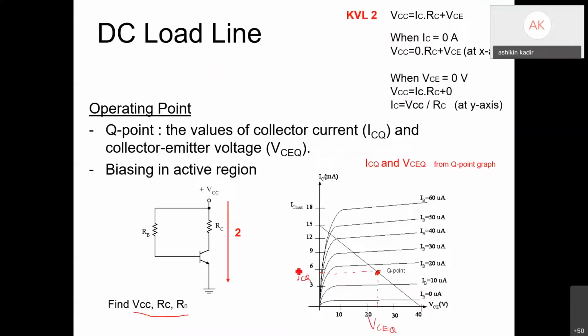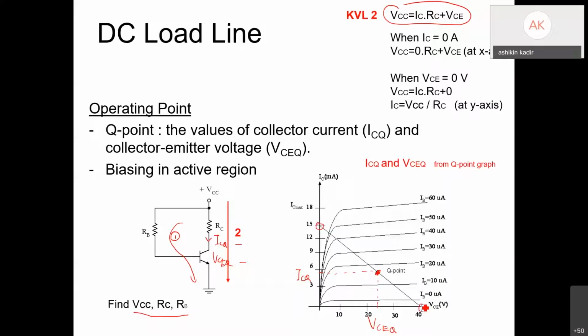Okay, so you have the circuit. You know how to determine the KVL. Here is KVL1. We have IC and VCE. IC is at the collector terminal, right? So ICQ over here, VCEQ over here. So you just put these two values into KVL number 2, and you get the VCC and RC. And then from the same KVL, we can find the value for the saturation and also the cutoff value.